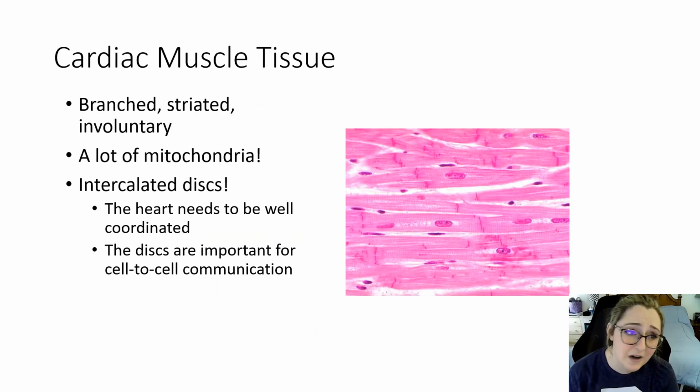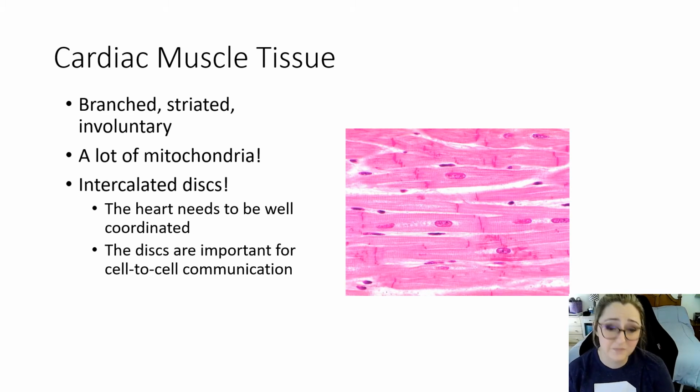We've talked about cardiac muscle tissue before, but I'd be remiss if I didn't bring it up again. Remember that cardiac muscle tissue is involuntary. You don't control it. It is branched and striated. That is what separates it from the other two types of muscle tissue. And do make a note that there is a lot of mitochondria. It's very important for there to be an excessive amount of mitochondria.